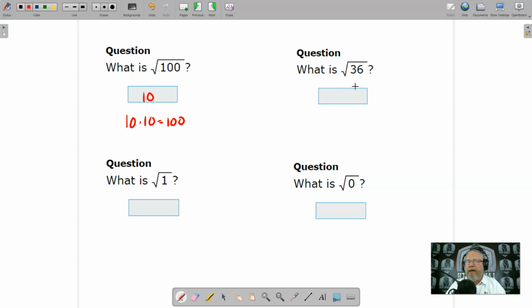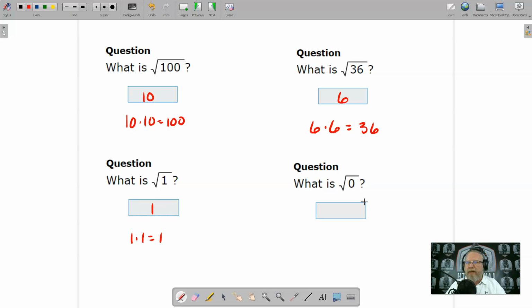What's the square root of 36? Well, what number times itself equals 36? And that indeed is 6 times 6. 6 times 6 is 36. Therefore, the square root of 36 is 6. What about the square root of 1? Well, in this case, the answer is actually going to be the same as the radicand, because 1 times 1 equals 1. So therefore, the square root of 1 is indeed 1.